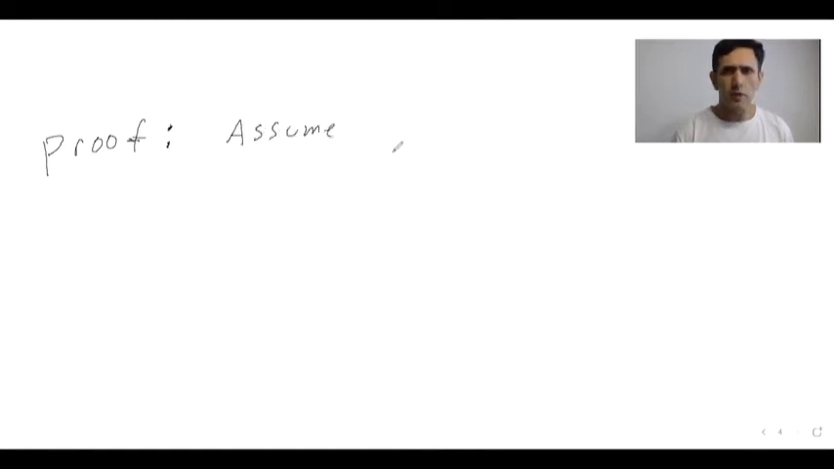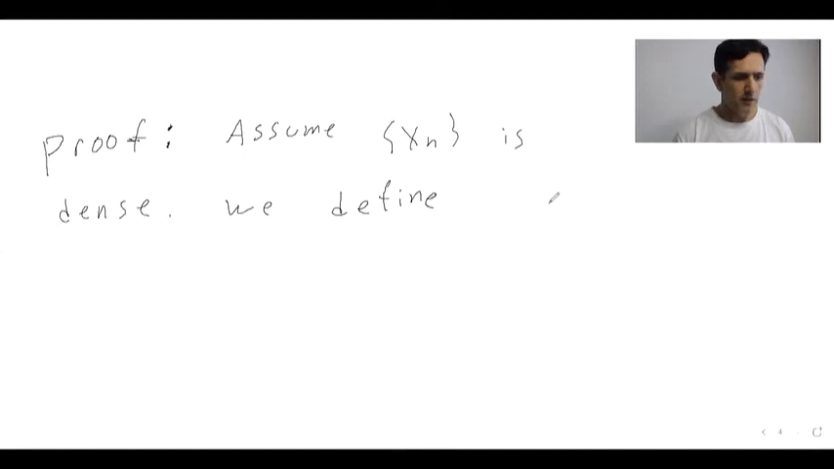So assume x_n is dense. We're assuming X is separable, so it has a countable dense subset. So our first task is to define subsequences, kind of a sequence of subsequences. What do I mean by that?